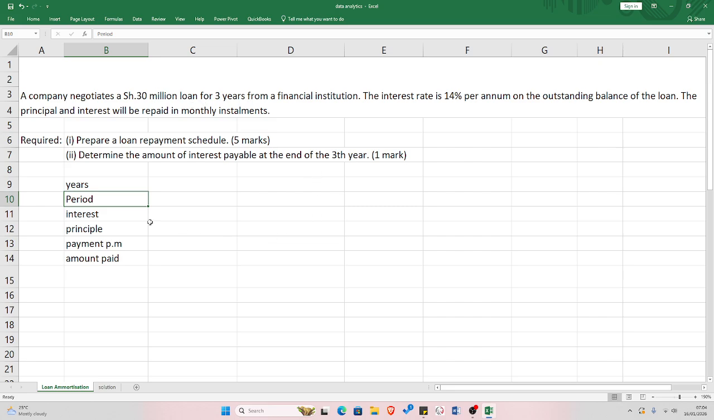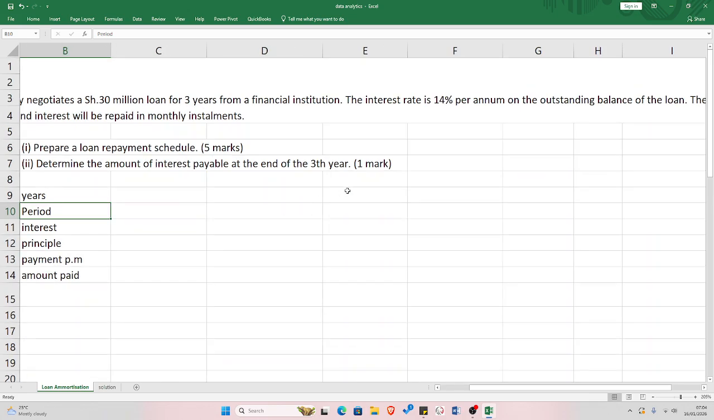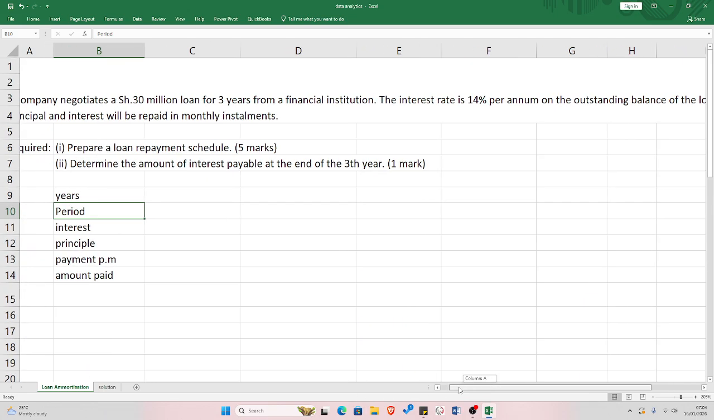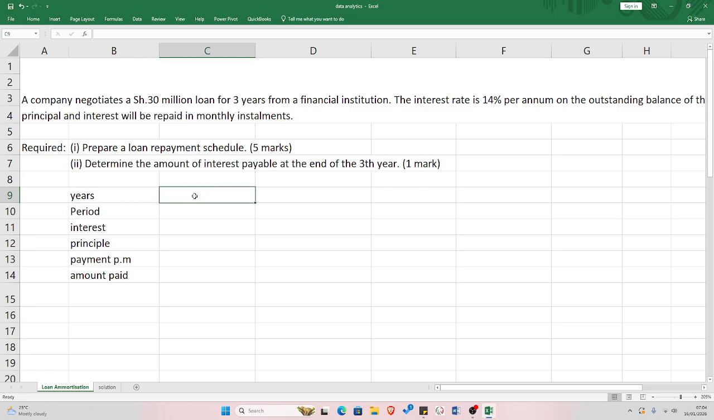Now, in such a question, we need to analyze a few things. First of all, we need to get our facts right before we start the question. So we start with how many years do they want? They want 3 years. And then the number of periods.